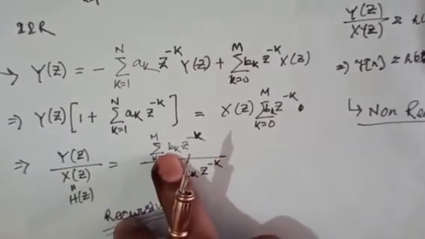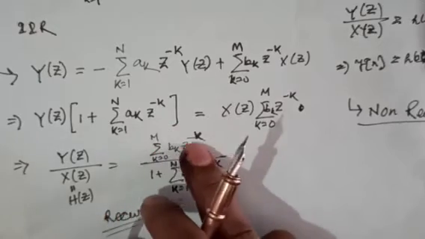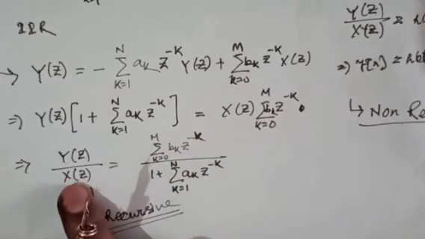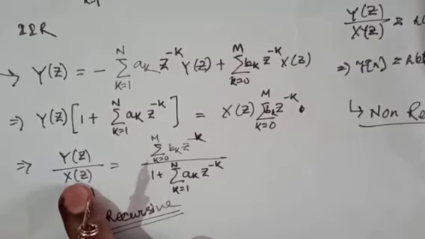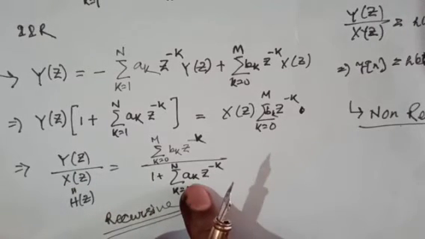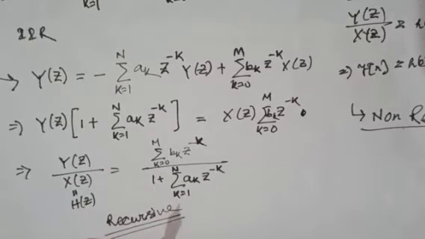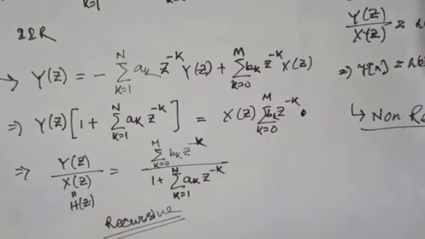So in this transfer function, the roots of the numerator polynomial, for which the transfer function is 0, are called the zeros, and the roots of the denominator polynomial, for which H of z is infinite, are called the poles of the system.